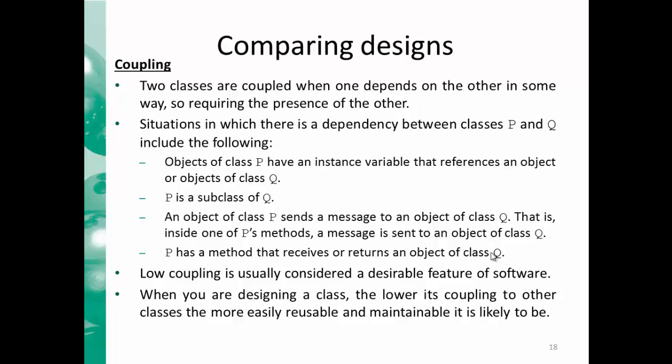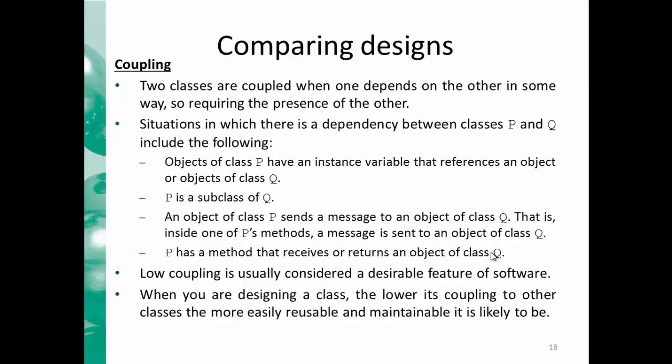Objects of class P have an instance variable whose reference is an object or objects of the class Q. P is a subclass of Q. An object of class P sends a message to an object of class Q inside one of P's methods. P has a method that receives or returns an object of class Q.